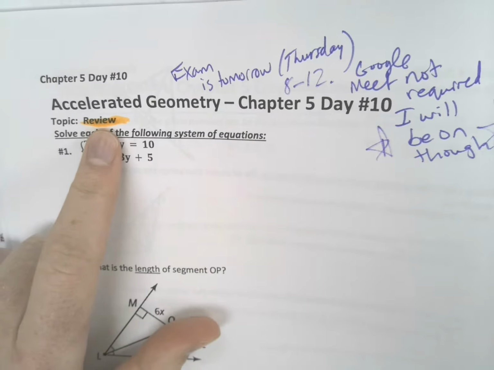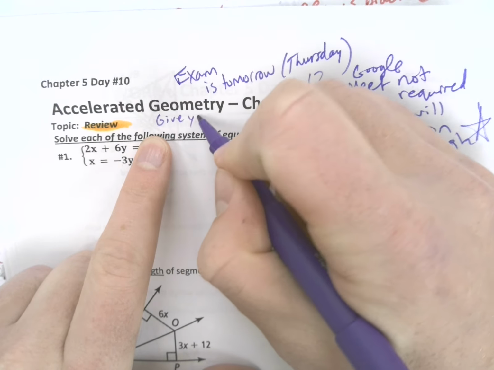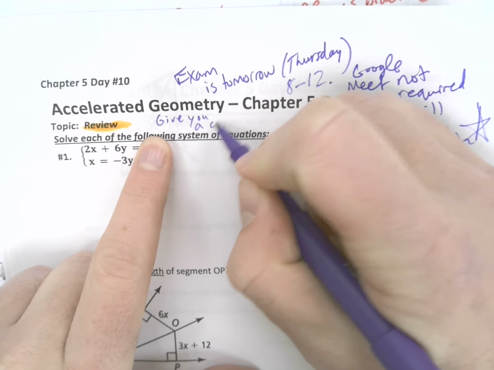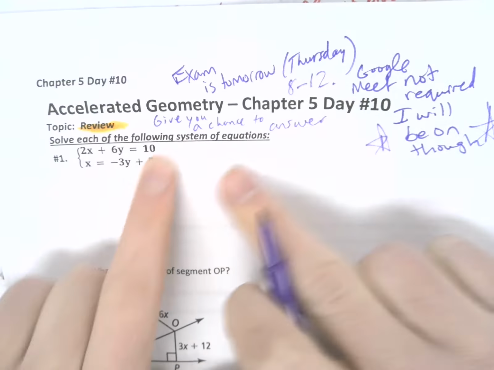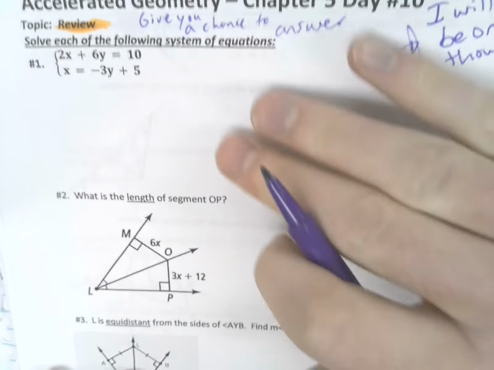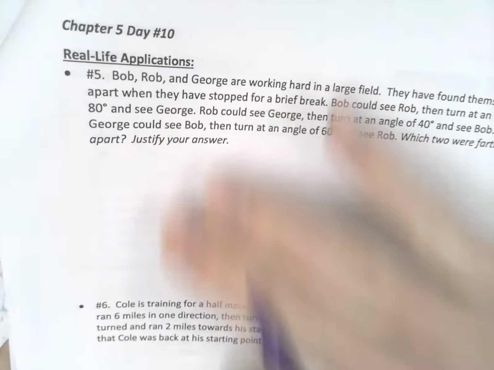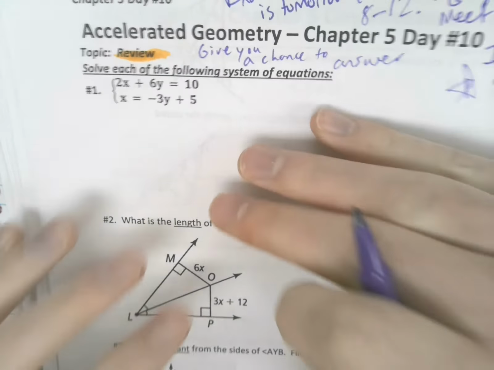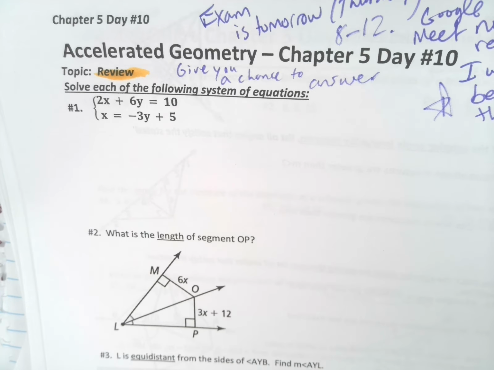So, guys, because this is a review day, we're going to do things a little bit differently. I'm going to give you a chance to answer, and then we're going to check and see if you have done it correctly. There's only going to be 7 problems here in our lesson. And after each one, we're going to get a chance to look over it, talk about it, work it out, see if you guys got this.